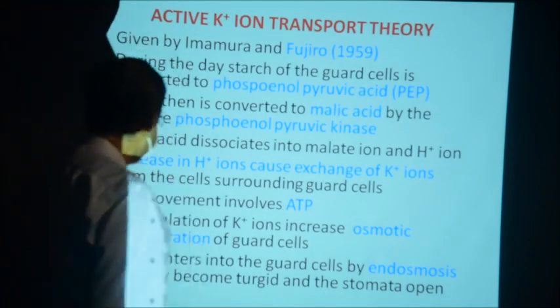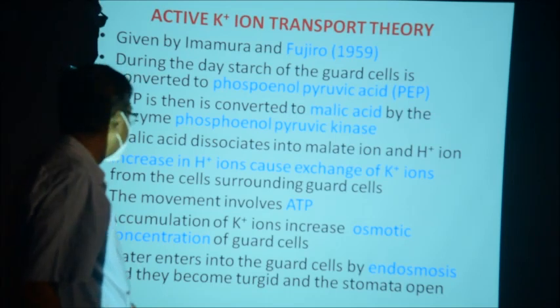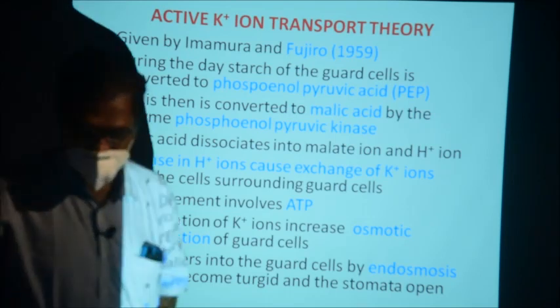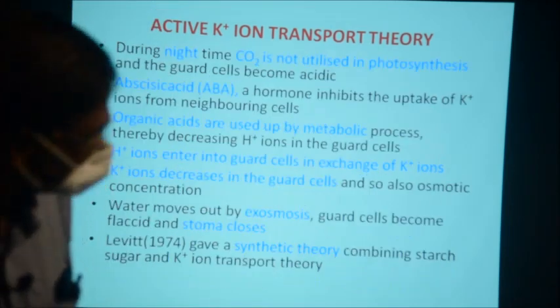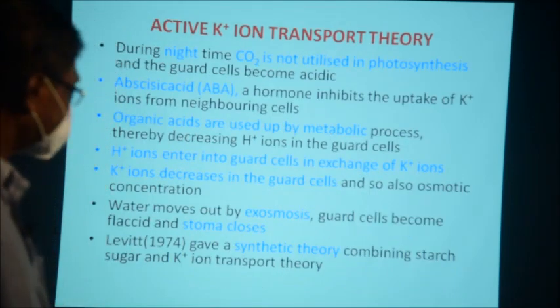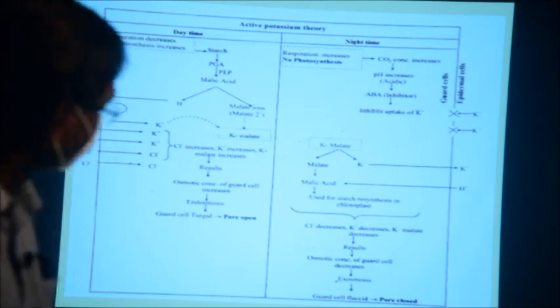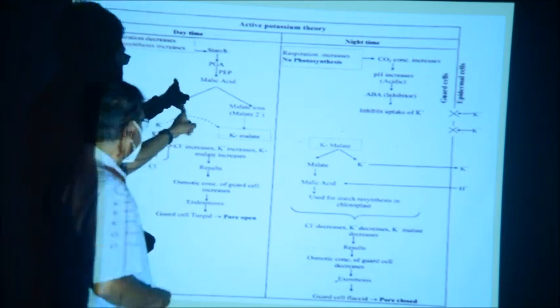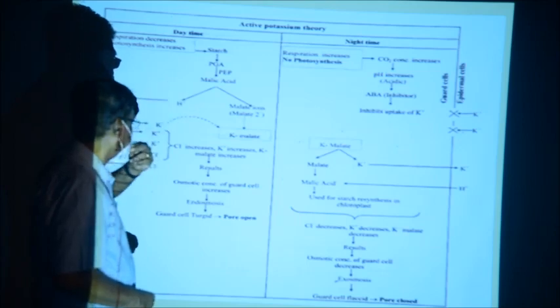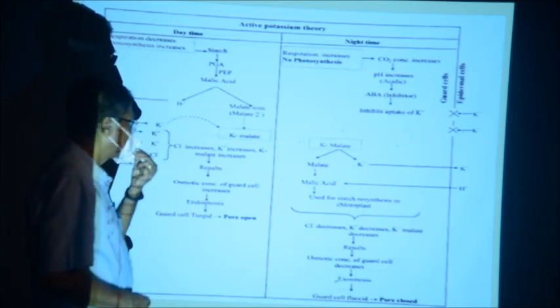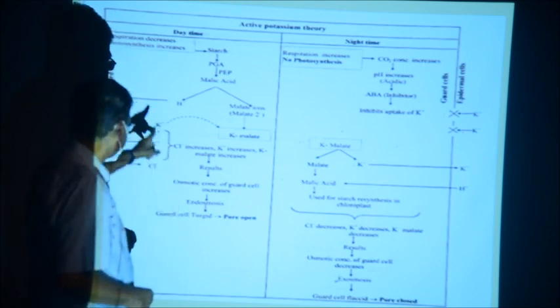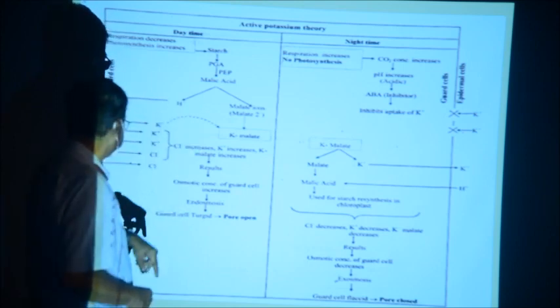Now, active potassium transport, which was given by Imamura and Fujino. According to this theory, it is not starch to sugar, but it is starch to phosphoenol pyruvic acid, that is PEP. PEP gets converted to malic acid. Malic acid breaks to form hydrogen ions and malate ions.